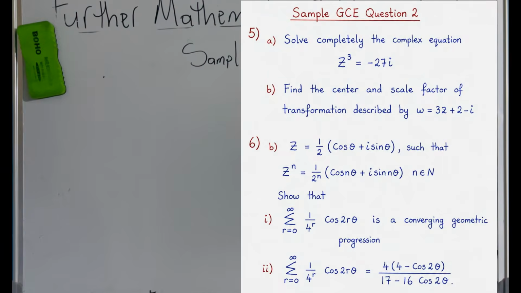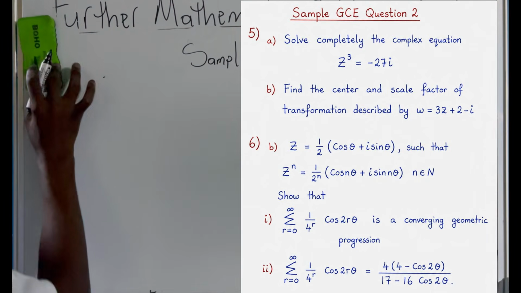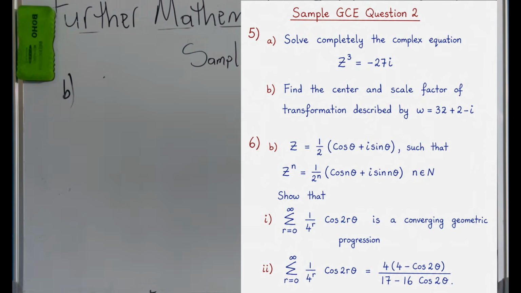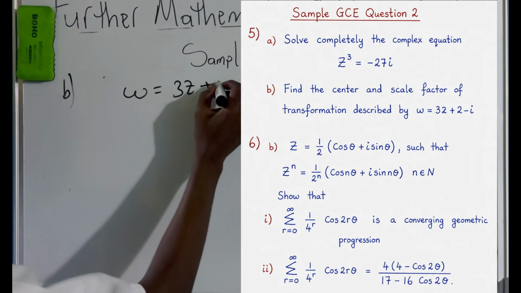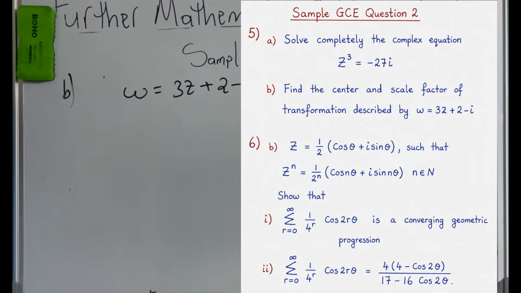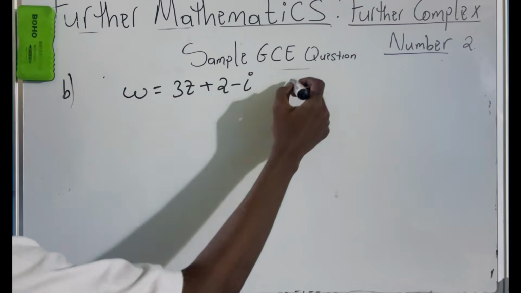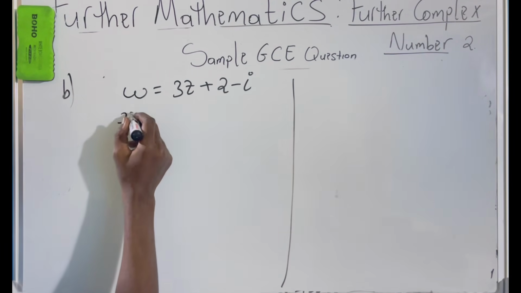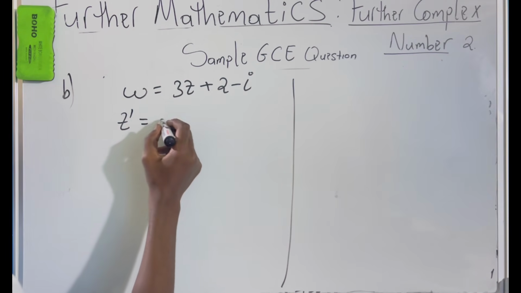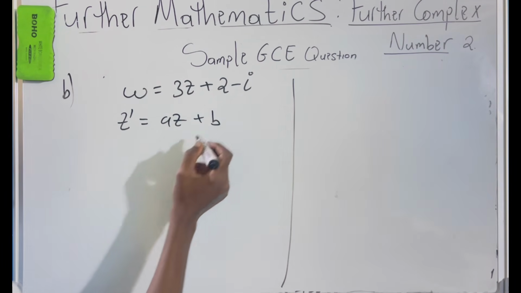Then the next question is on similitude transformation. Find the center and the scale factor of the transformation described by omega equals 3z plus 2 minus i. We all know that the person who completes this video would already know that this is written in the form z prime, the image, equals az plus b.